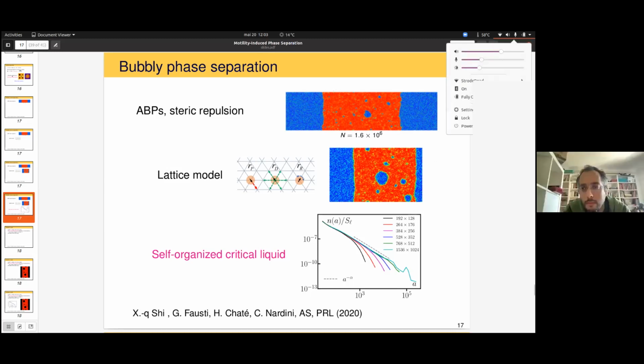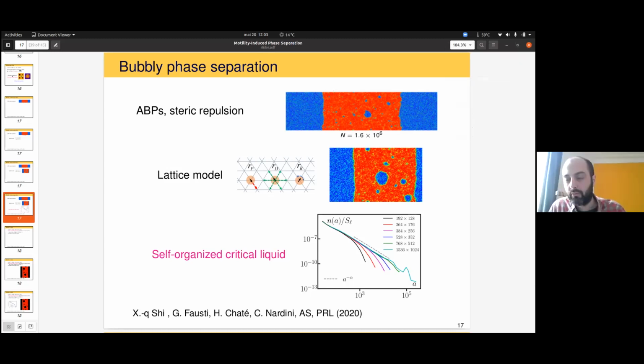Okay. So the bubbles coarsen slower than the liquid. Okay, thank you. Any more questions?